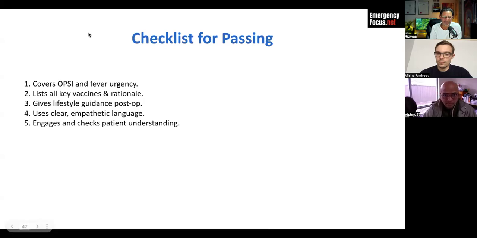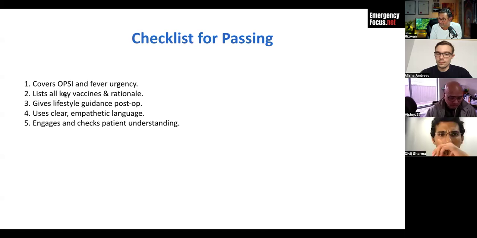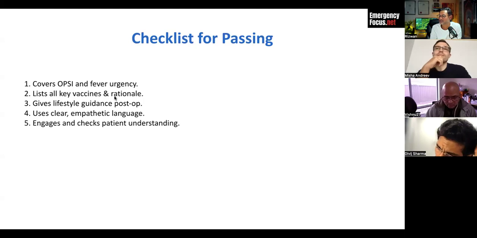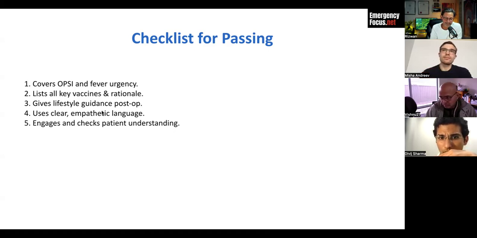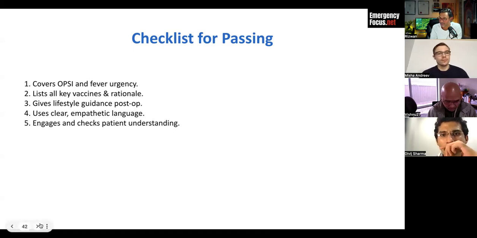Just before we jump into the last scenario, in terms of the checklist, passing covers OPSI. Obviously, it's very important. Cover all key vaccines. If you're not able to cover all key vaccines, at least talk about the key vaccines in terms of PMH: pneumococcal, meningitis, and Hib. Lifestyle guidance, keeping clean, maintaining basic hygiene, and obviously, guys, be very clear and empathetic. Engage and check that patients understand everything.